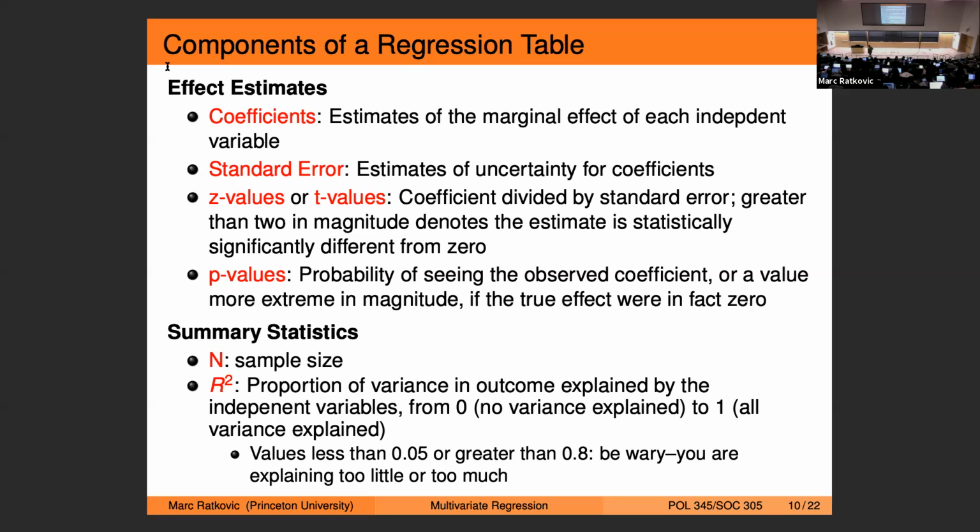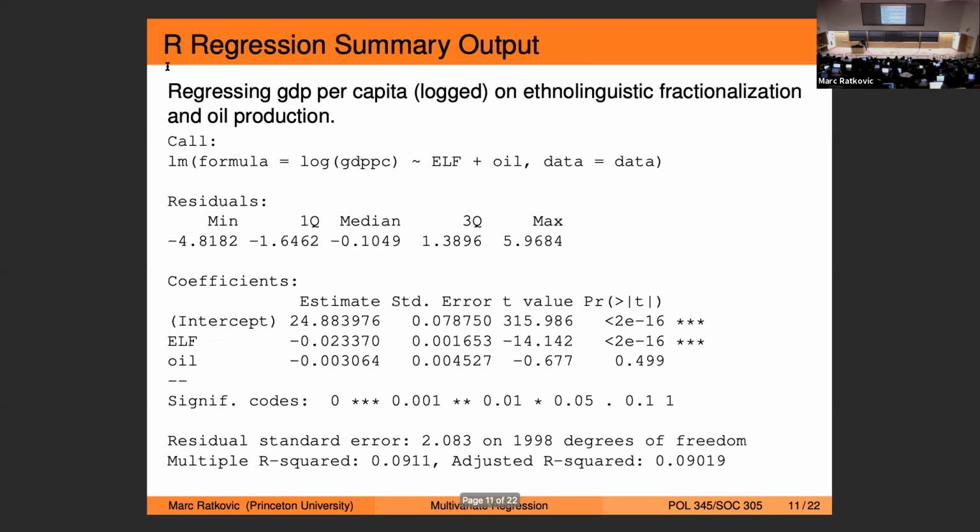The p-value is the probability of observing a coefficient that large or larger in magnitude if the true effect were 0. N is the sample size, and R squared is the proportion of the variance in the observed data captured by the model itself. Okay.